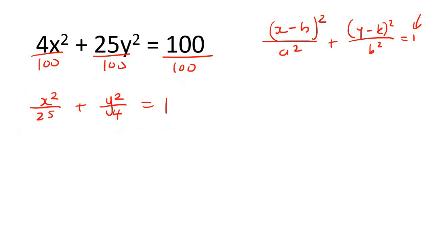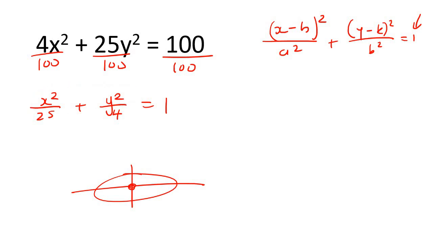You might be wondering, where's the h and where's the k? Well, remember, from previous lessons, we've spoken about the fact that h and k is just the center of the ellipse. So if the center of the ellipse is at 0, 0, then the h and k will just be 0, so you won't see it over here.